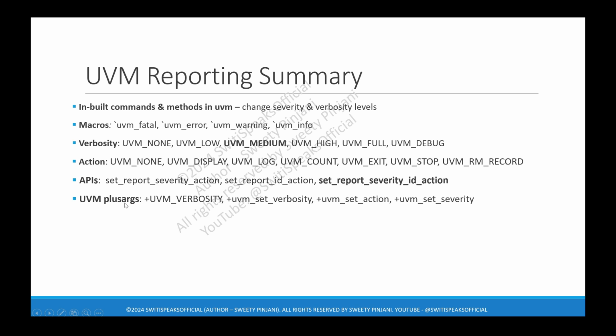Then we saw UVM plus args. Using these UVM plus args also, you can change the severity and verbosity. Again, depending on what the UVM plus arg does, the name is there. If you want to change the verbosity for all the testbench components, the default verbosity you want to set, you use UVM verbosity. If you want to set the verbosity level for some components, whatever you are passing in the arguments, you will use UVM set verbosity. If you want to set action, you will use UVM set action. If you want to set severity, UVM set severity. Simple. This was the summary of UVM reporting.